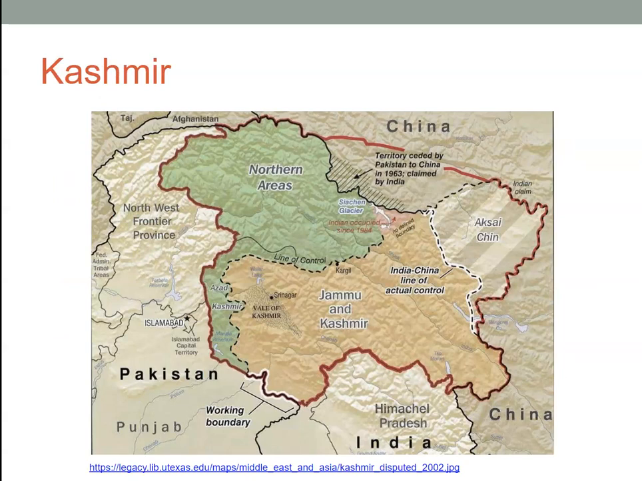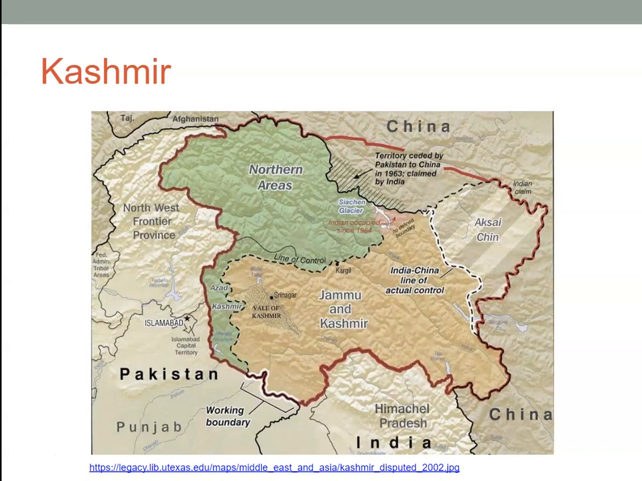Okay, so now we're going to look at a very contested territory, and that is Kashmir. So Kashmir was one of the areas during the partition in 1947 that said, you know what, we would like to not be involved in this. And so they were an independent monarchy. But then things got complicated.